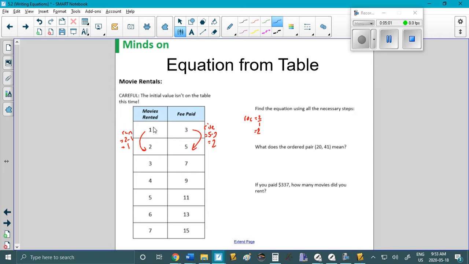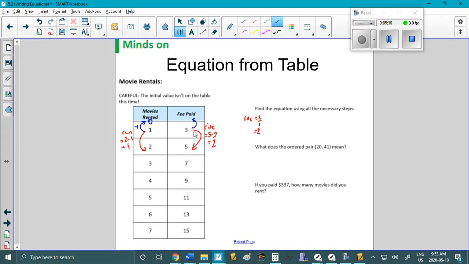Now for the initial value, this is a bit tricky because we need to know when the independent variable is 0, we need to find this number. So what you'll notice here is this is going up by 1, right? 1, 2, 3, 4, 5, 6, 7. So if we go back once, we go to 0. So as we go down, we go plus 1. And as we go up, we go minus 1. So now we've got to go the opposite direction here.